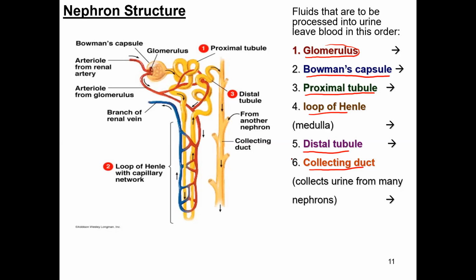And sometimes I've seen that the collecting duct is not referred to as part of the nephron. Okay, so these would be parts of the nephron. That's what it looks like right there, with its blood supply around it, starting with the afferent arteriole.